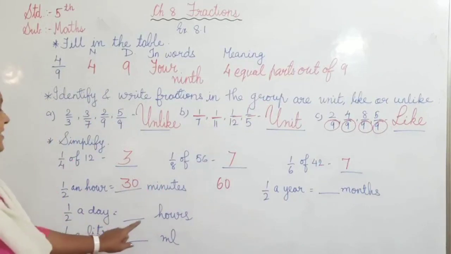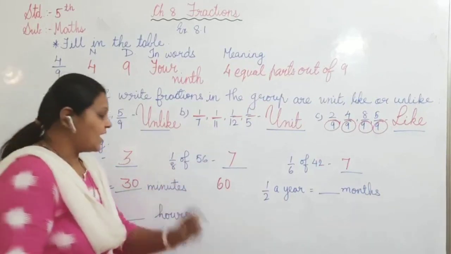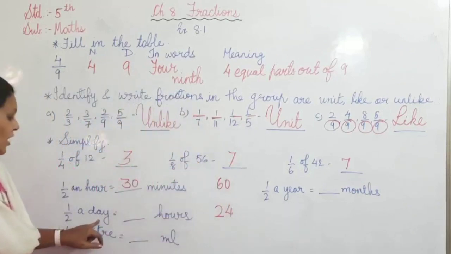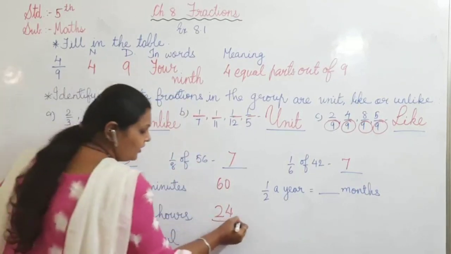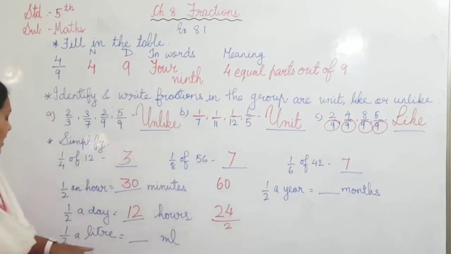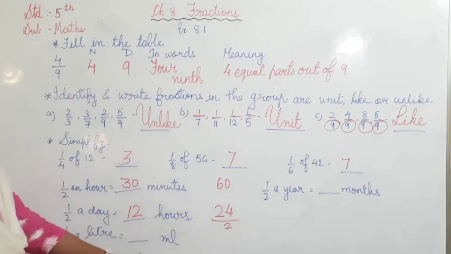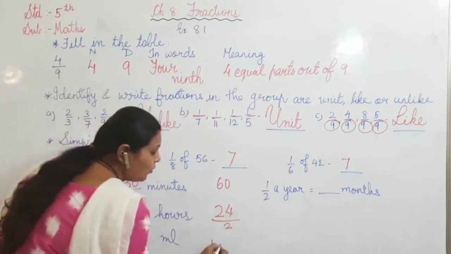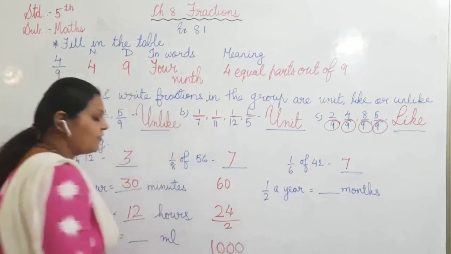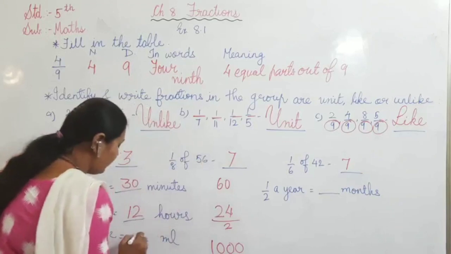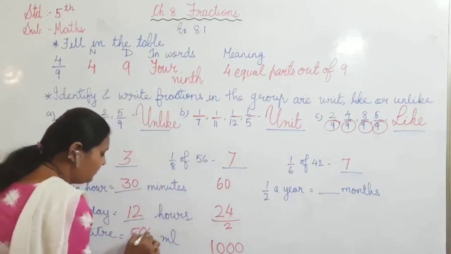Half a day has dash hours. A day has 24 hours. Now, half of that. So, half of 24 is 12. So, 12 hours. Half a liter is equal to dash ml. Now, 1 liter is equal to 1000 ml. We have to do half of 1000, that is 500 ml.